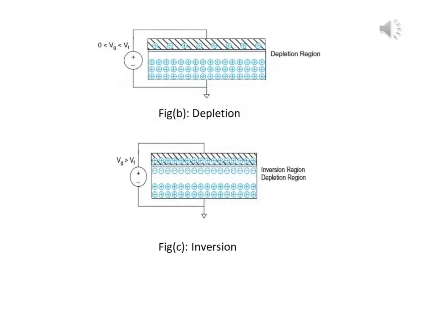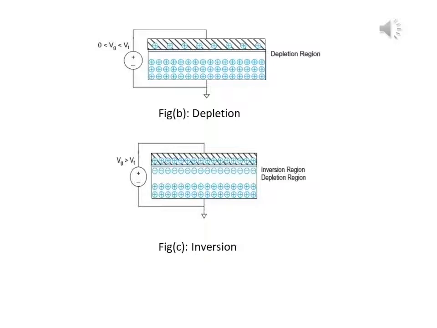In the next case, we apply a small positive voltage to the gate. When a small positive voltage is applied to the gate, the positive charge on the gate repels the holes, resulting in a depletion region beneath the gate. Beneath the gate, you can observe a blank space in the figure. That is called the depletion region.